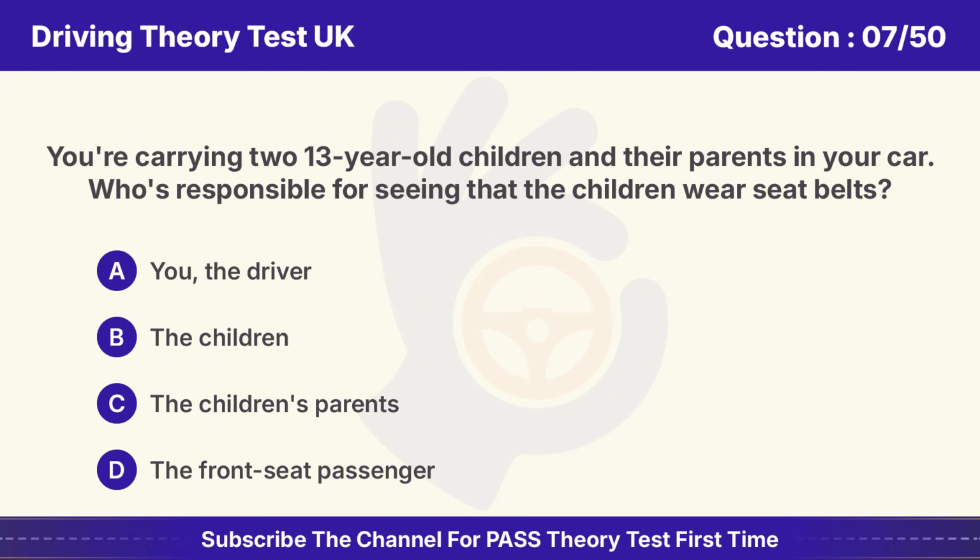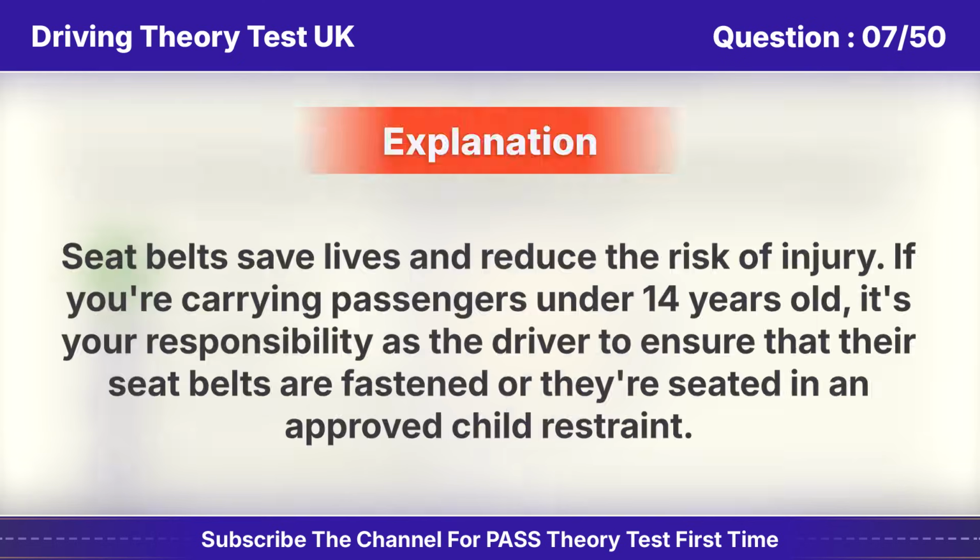Question 7. You're carrying 2 13-year-old children and their parents in your car. Who's responsible for seeing that the children wear seat belts? Answer is A. You, the driver. Seat belts save lives and reduce the risk of injury. If you're carrying passengers under 14 years old, it's your responsibility as the driver to ensure that their seat belts are fastened or they're seated in an approved child restraint.